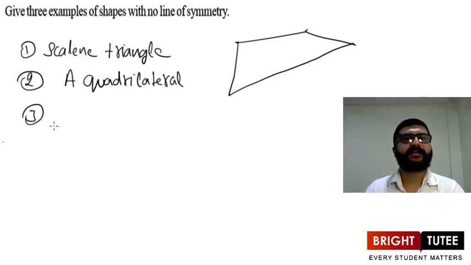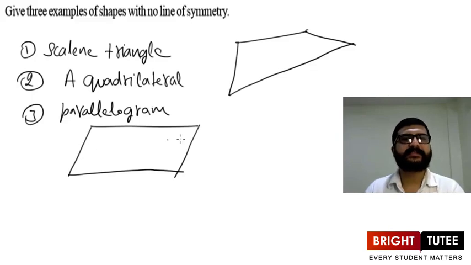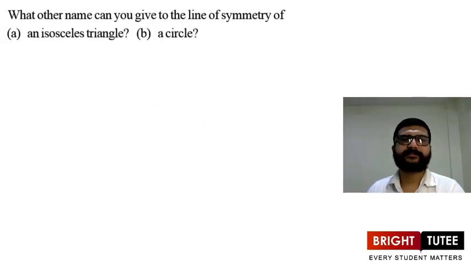Now the third one, we can have a parallelogram. We have seen that a parallelogram also does not have any line of symmetry. That is, it does not have any line along which the parallelogram can be folded so that both the halves coincide with each other. We can't have any such line in this parallelogram. So these are the 3 examples: a scalene triangle, a quadrilateral, and a parallelogram. Now let's move to the next question.